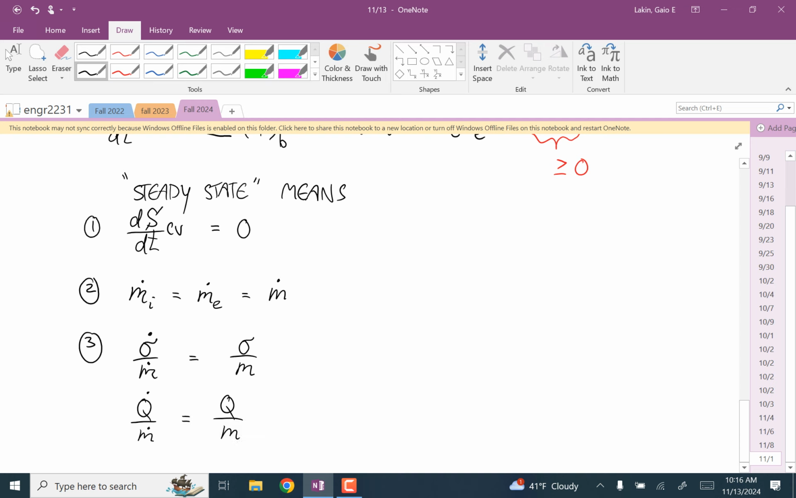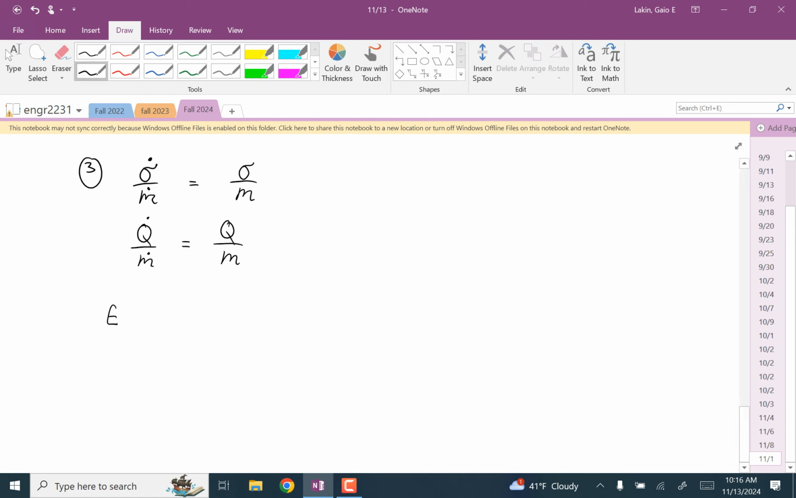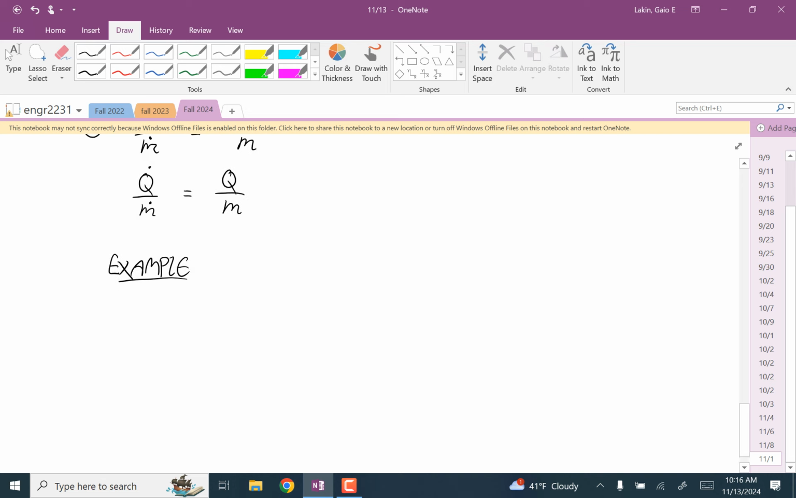Okay, so the ones in 3 are often just going to come about in the way data is presented to you, or the way the answer is asked for. All right, so for first example, let's say we have a turbine in steady state.